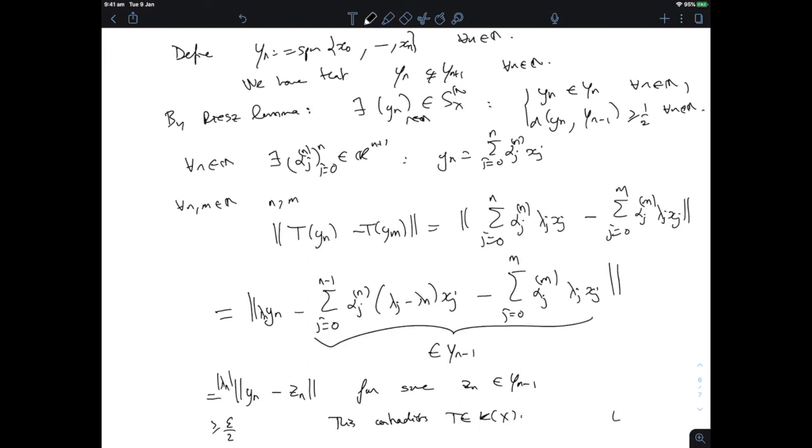Now that concludes the proof of corollary 13.5. So away from a ball of radius epsilon around 0, the spectrum has to be finite.